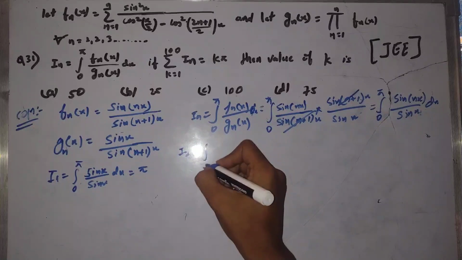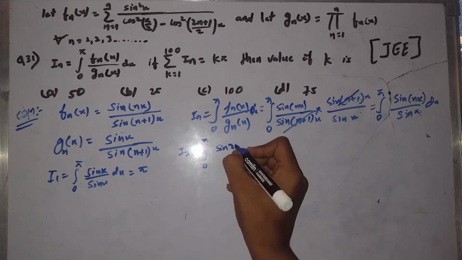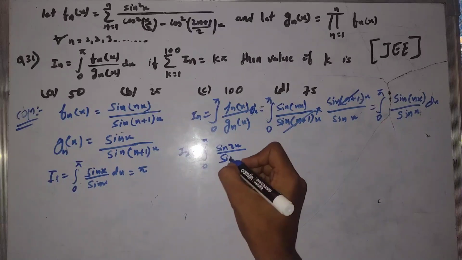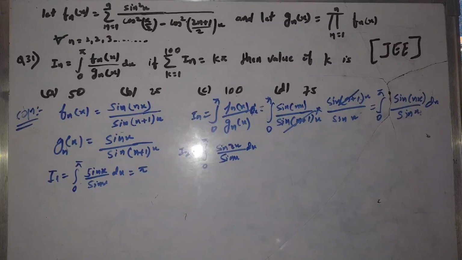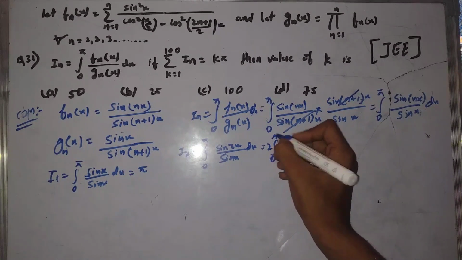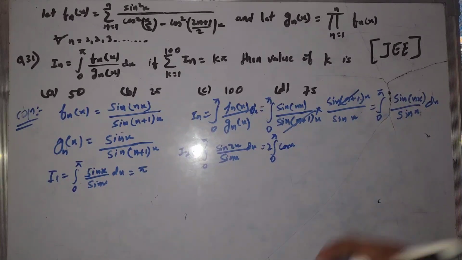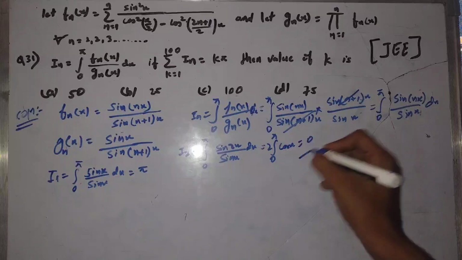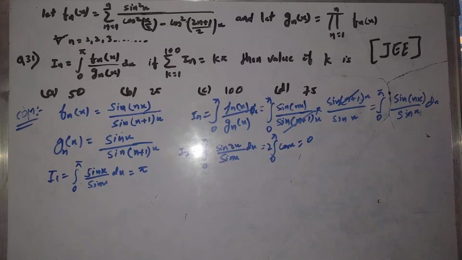So in I2 we'll go from 0 to pi, and this will be sine 2x upon sine x, and we can expand sine 2x as 2 sine x cos x. So this will be 2 integral from 0 to pi of cos x, and the integral of cos x is sine x, and from the limits you can see it will be 0. Okay, so I2 equals 0.